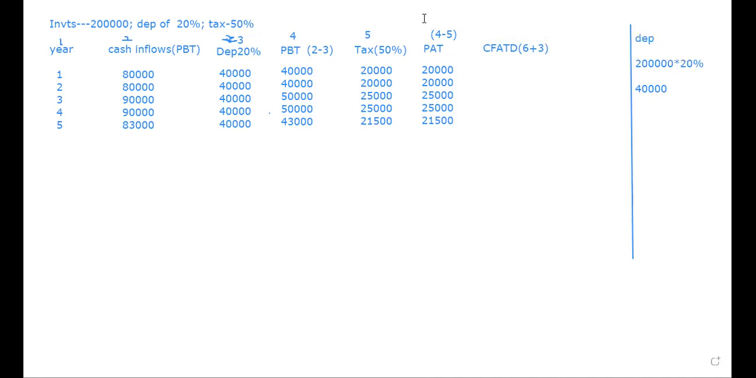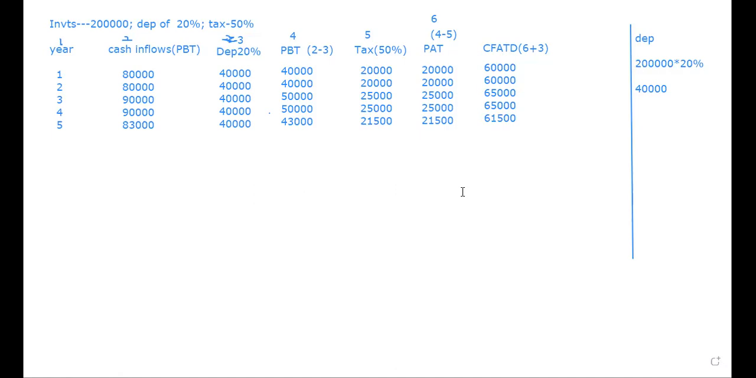So if this one is assumed to be the sixth step, then sixth step plus the third step. Now I'm going to add this and find it out. So how much? 20 plus 40 is equal to 60,000. Then again it is 60. Then it is going to be 65,000. 65,000, and the next one is 61,500. This is how I got it. So this is my CFATD.